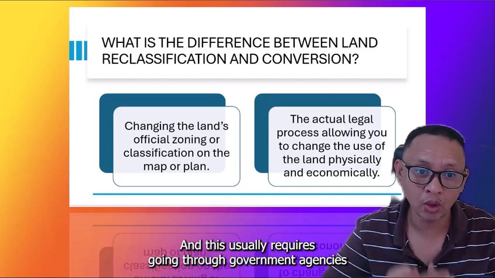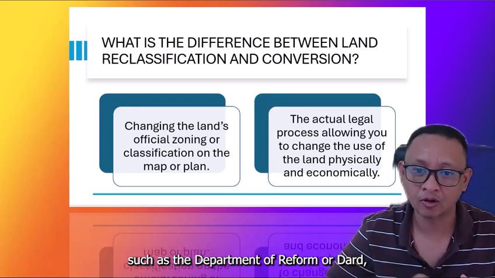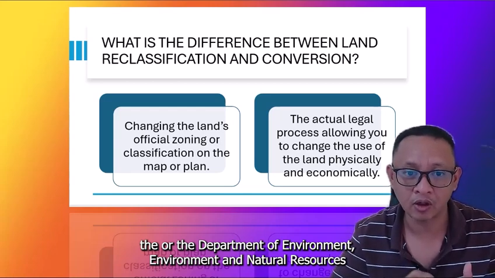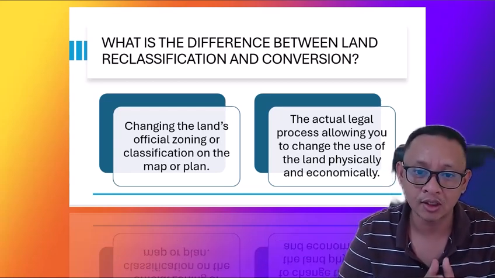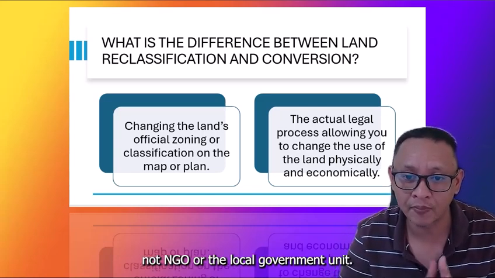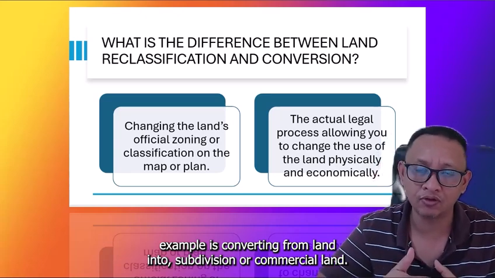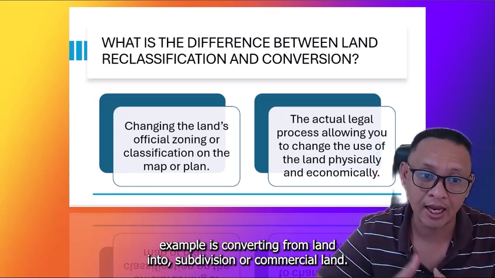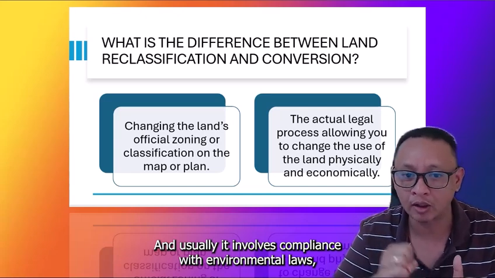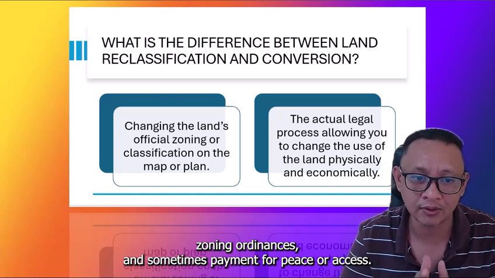This usually requires going through government agencies such as the Department of Agrarian Reform or DAR, the DENR or Department of Environment and Natural Resources, or the LGU, the local government unit. The most common example is converting farmland into subdivision or commercial land. It usually involves compliance with environmental laws, zoning ordinances, and sometimes payment of fees or taxes.